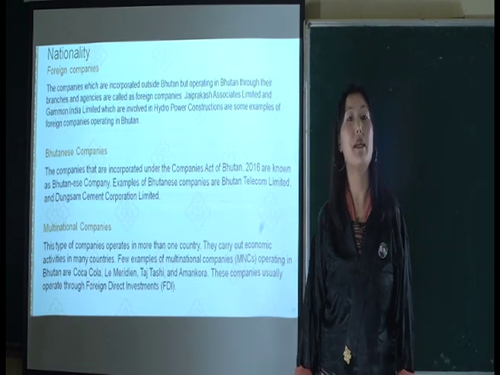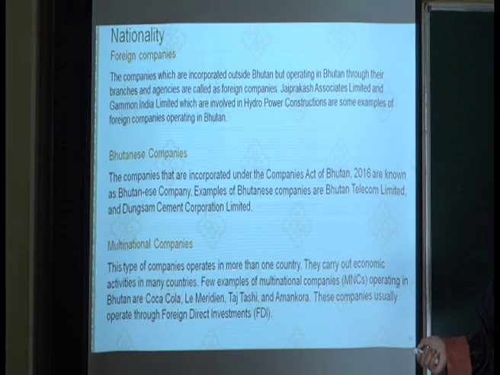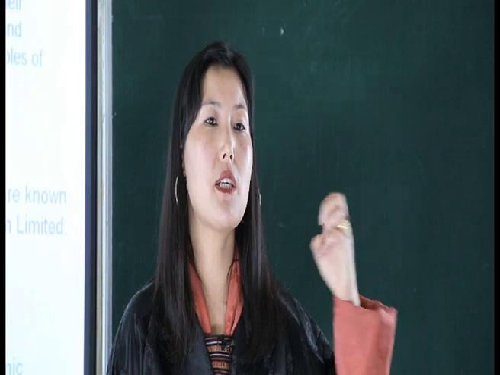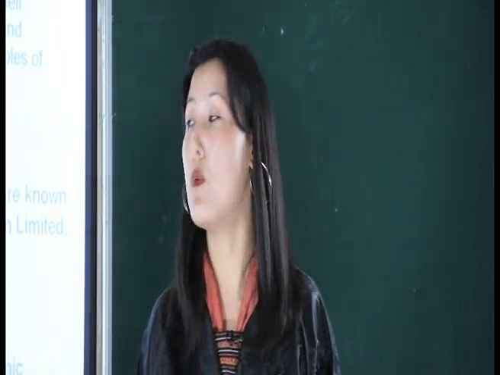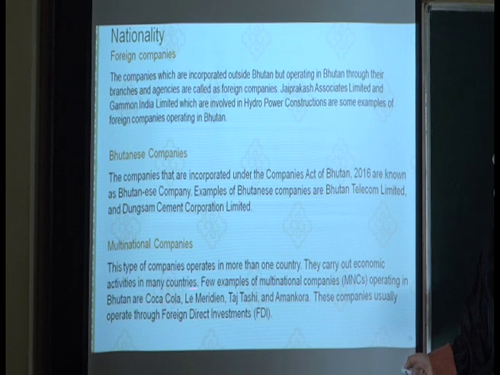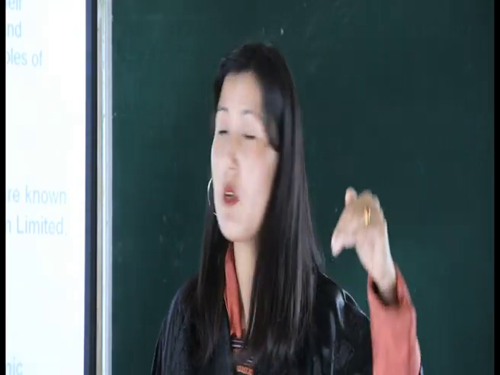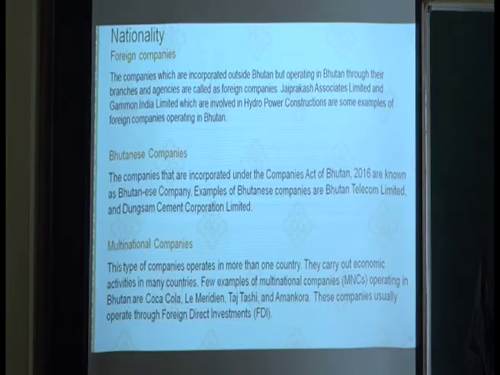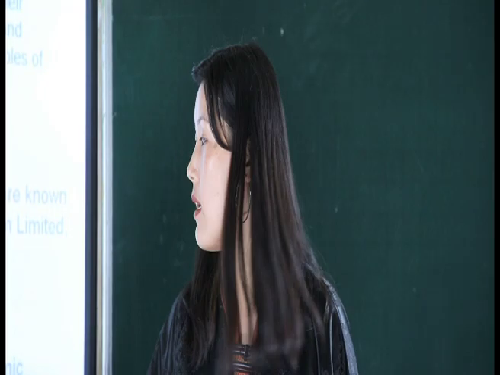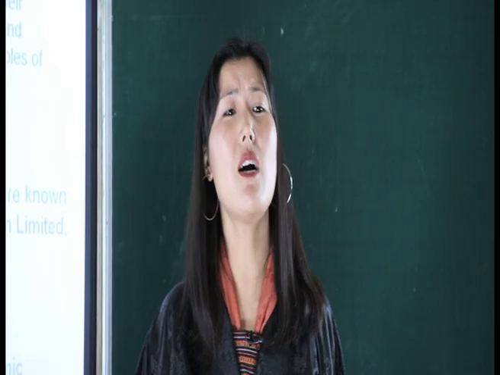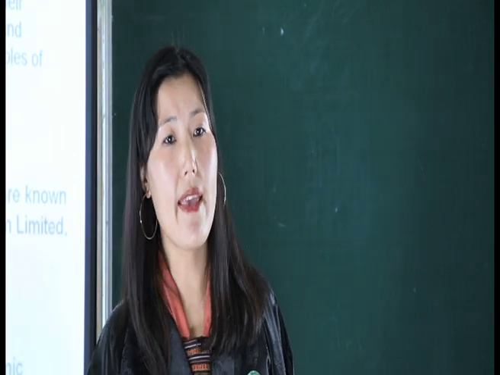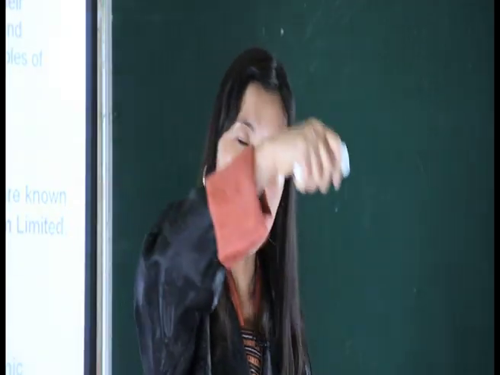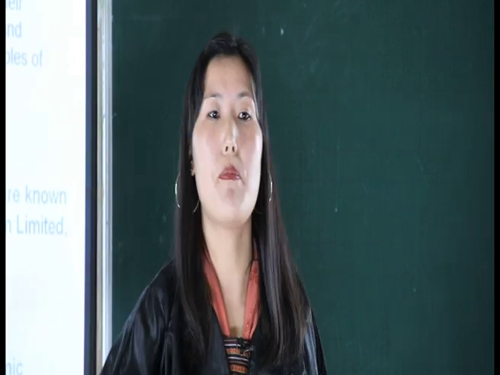Next one is multinational companies, in short MNC. These types of companies operate in more than one country. The head office can be in one country, but it will be operated in other parts of the world. They carry out economic activities in many countries. It can be incorporated in one country, but it will be carried on in other countries. For example, we have Coca-Cola, Taj Tashi, and others. These are all multinational companies because they are incorporated in one country, but their business is being carried out in other parts of the world.